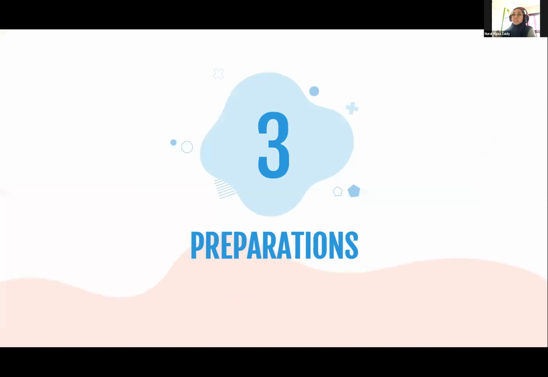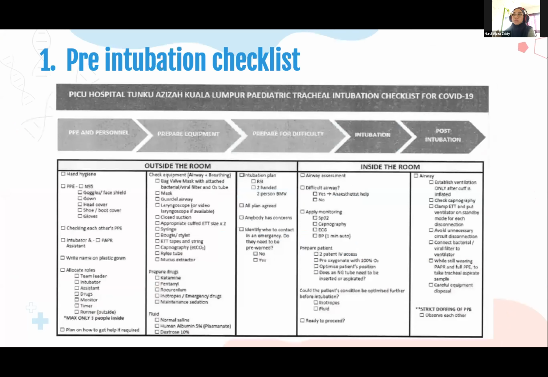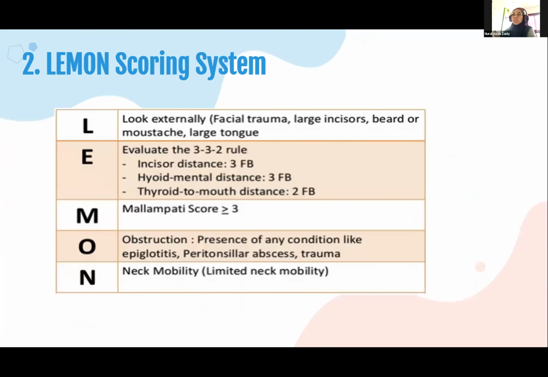Next is preparations. If possible, a pre-intubation checklist is preferred. This picture is an example of a pre-intubation checklist for COVID-19 pediatric patients in Hospital Tunku Azizah Kuala Lumpur. Okay, so this is one of the examples. And then we can also use the LEMON scoring system.